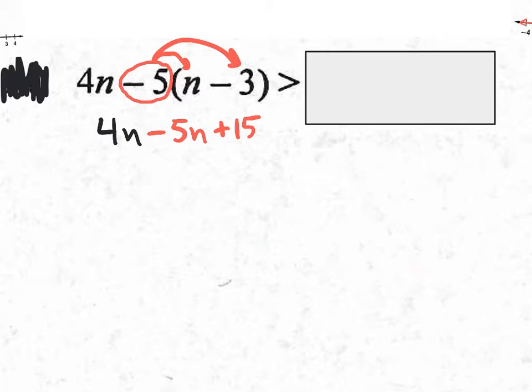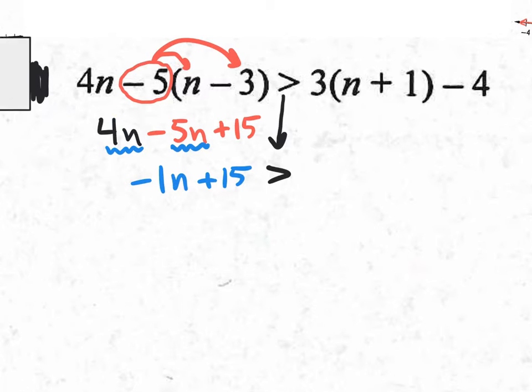And after distribution, you try to combine like terms, the terms that are alike. In this case, the n's. There's an n right there and an n right there. You have 4n minus 5n. 4n take away 5n is negative 1n. So you're going to have a negative 1n plus 15. Now that's all you could do on the left side. I'm going to bring down this inequality. It's still greater than. And I look at the right side now.